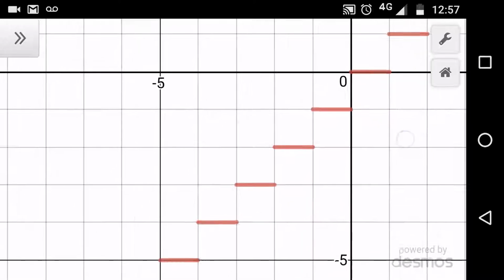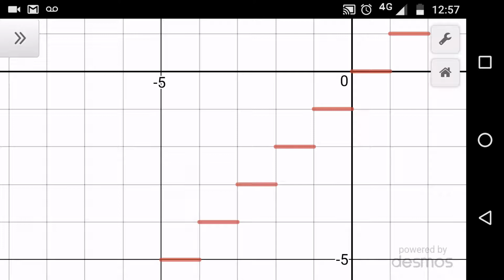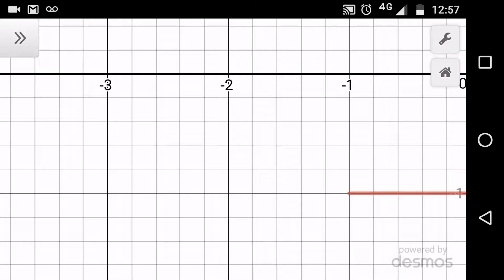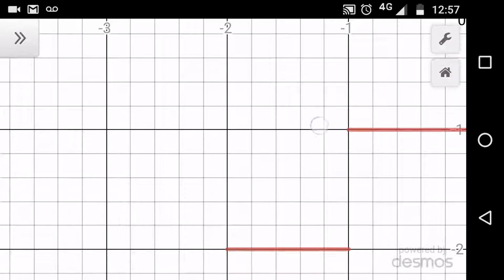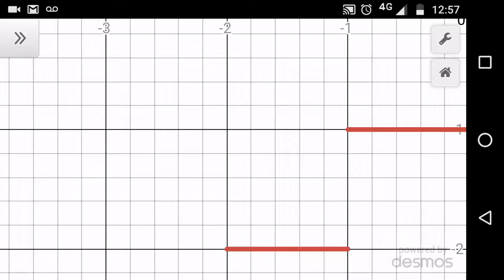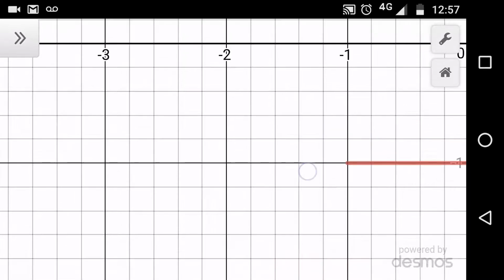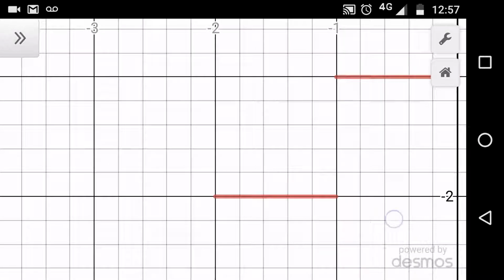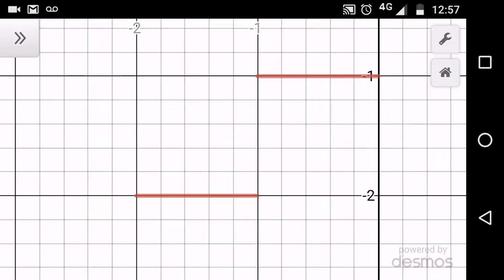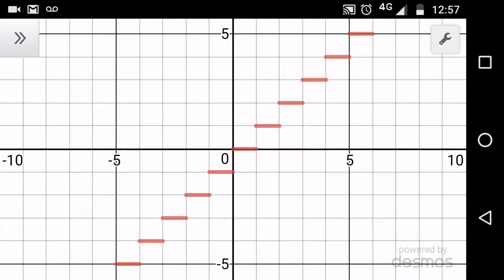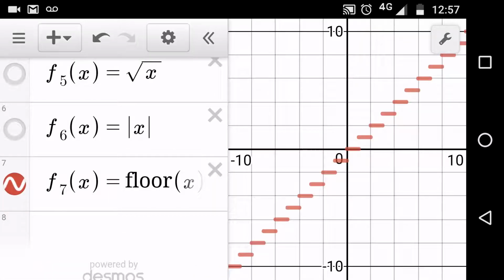It's a little more complicated on the negative side, because if you have a number like negative 1.5 over here, the integer that is precisely to the left is negative 2, and so your value is negative 2. So dealing with the integer function floor is a little more complicated.